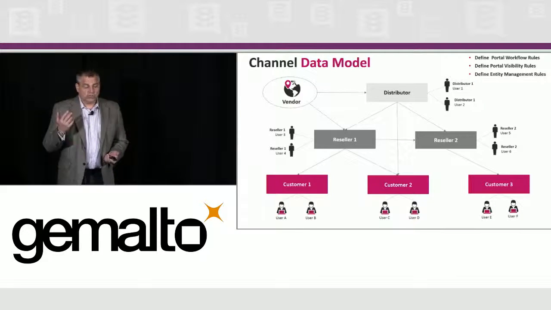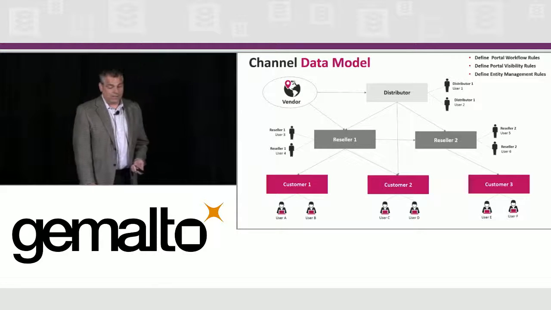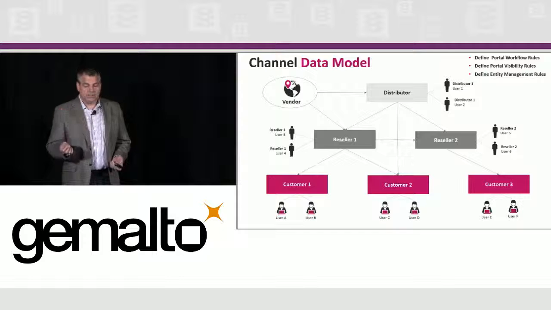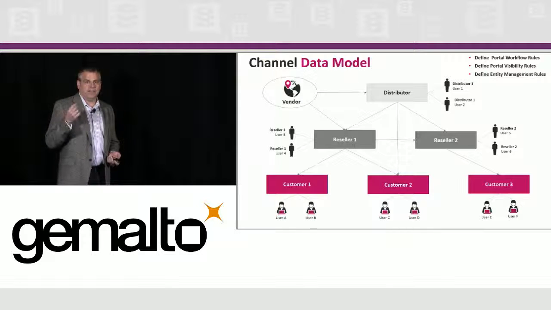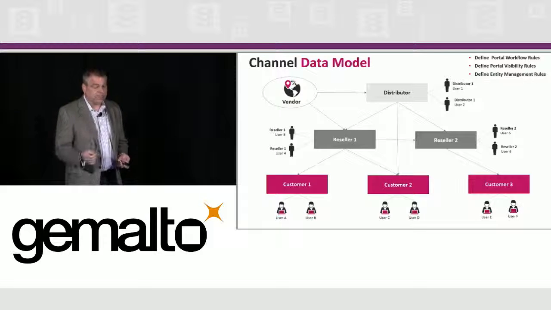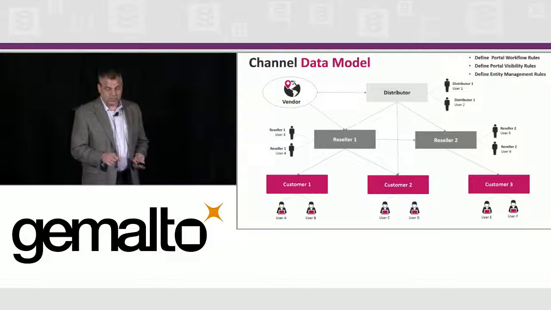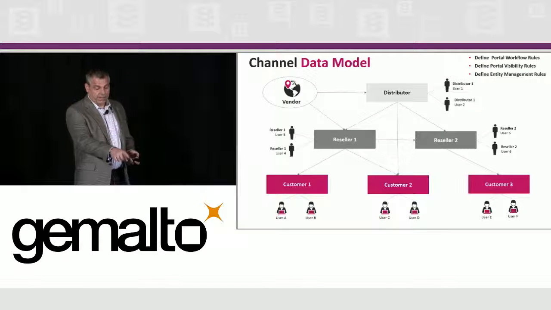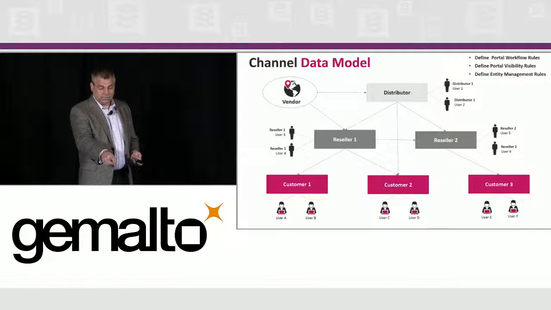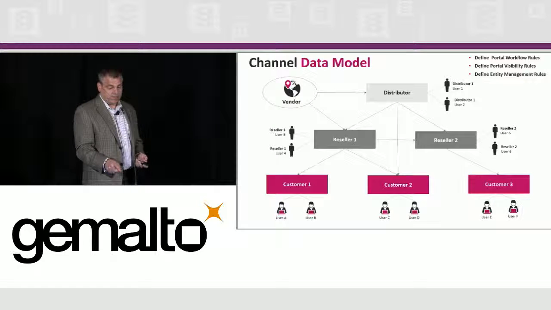So the trick in setting up a portal, we spent a lot of time with HP in this, is trying to define and really understand the portal visibility rules. Okay, so for example here, let's say again, the vendor sells to distributor sells to the reseller sells to the customer, right? In the portal, does the distributor get to see who the customer is?